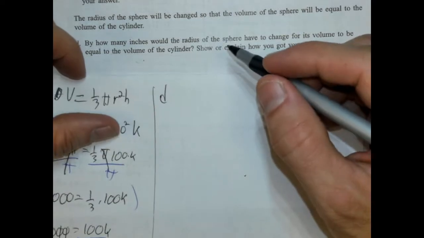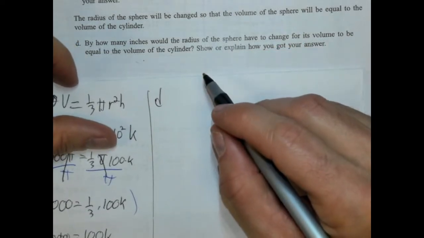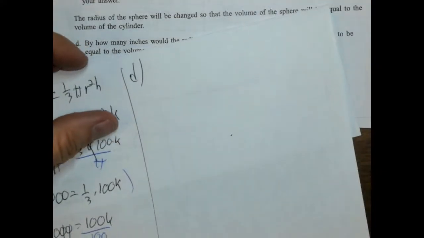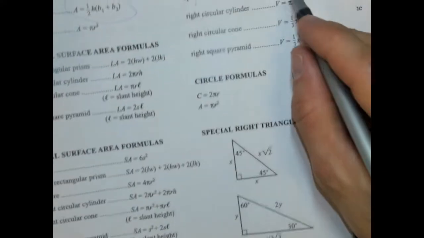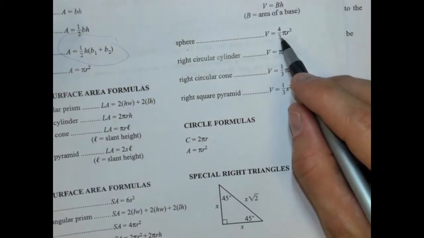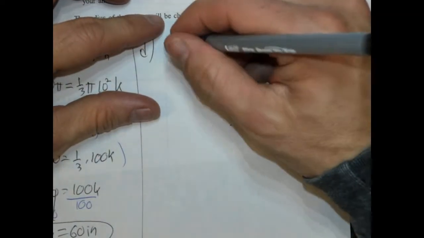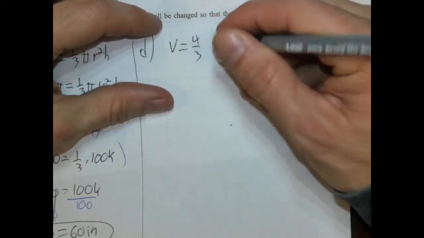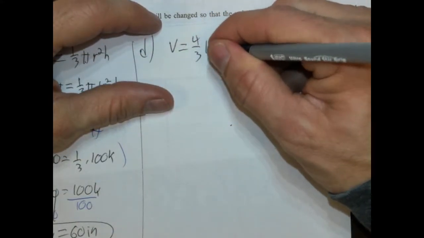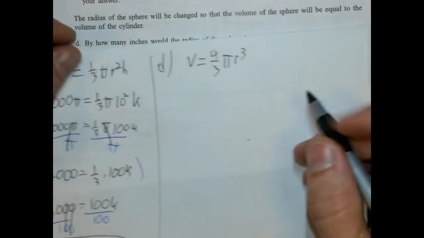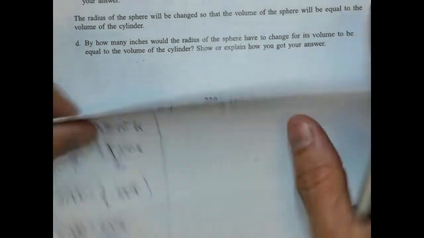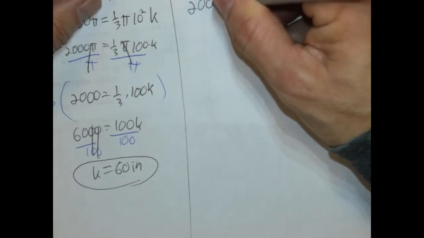Okay, so let's go ahead and write the volume of a sphere formula first again. The volume of the sphere formula is right here, 4/3 pi r cubed. So V equals 4/3 pi r cubed. And the volume of the cylinder was 2,000 pi. So 2,000 pi.